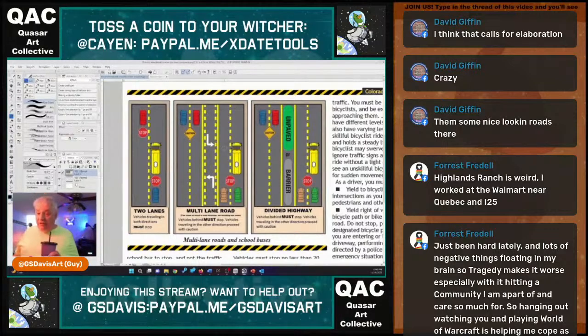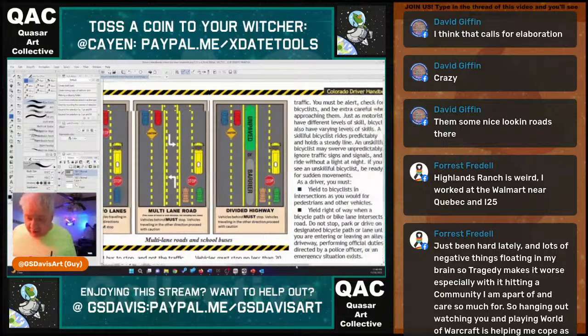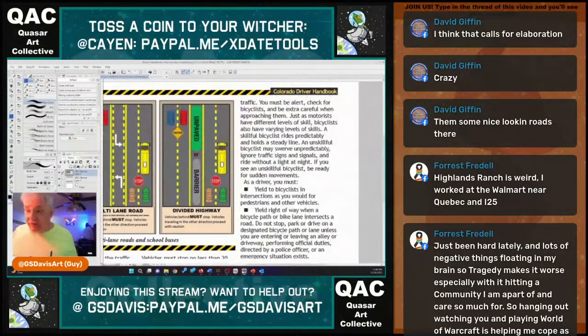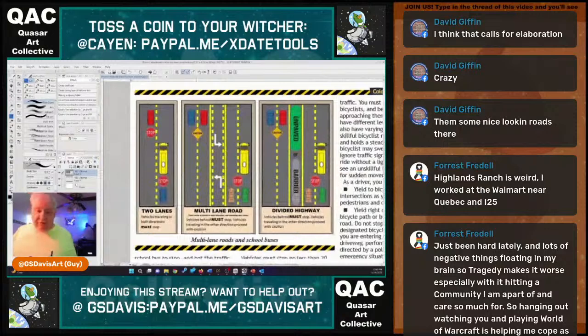But whatever the story, this is a snapshot, and you can see it right here. It says Colorado Driver Handbook. This is literally from the Colorado Department of Transportation that now says if it's a multi-lane road, you can go. You don't have to stop for a school bus. And I'm not kidding. We have literally this graphic, except it's totally different.